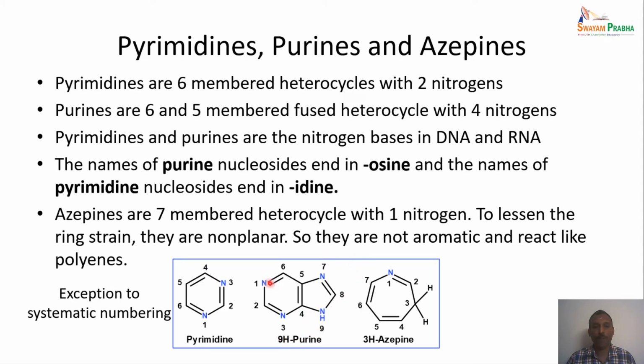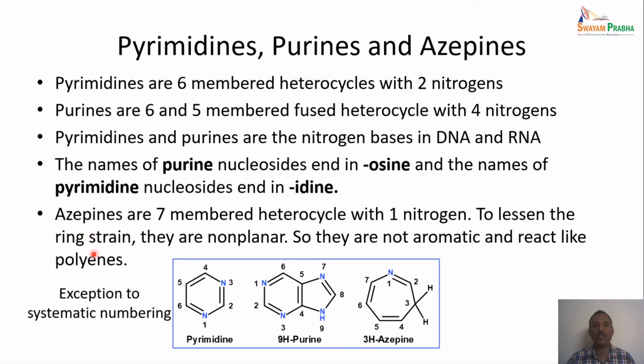The names for purine nucleosides basically end with -osine, and in the case of pyrimidines, the nucleosides end with -idine. So guanosine and adenosine are the names for the purines, and cytidine and similar names are given for the pyrimidines. The azepines are basically 7-membered heterocycles with 1 nitrogen atom.